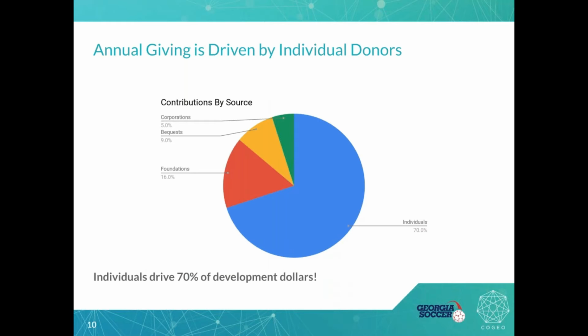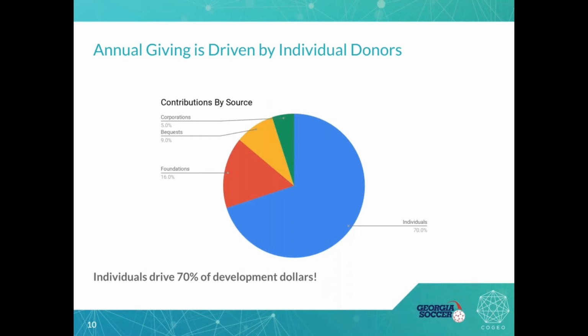Foundations play a role, 16%. Corporations, less so, 5%. And then bequests, which are really just wills and estates, represents a hefty 9%. So the moral here is really focus on individuals.